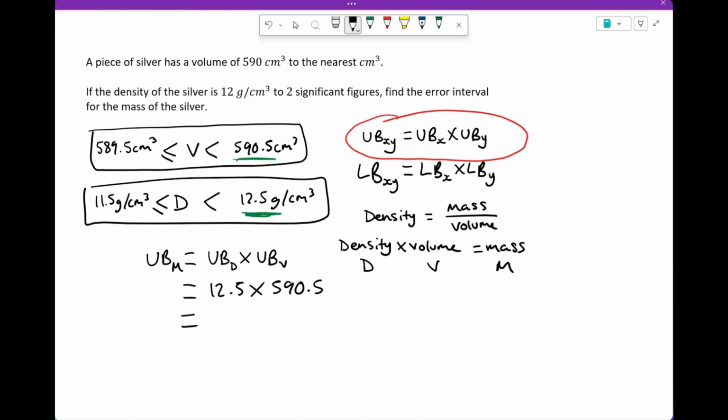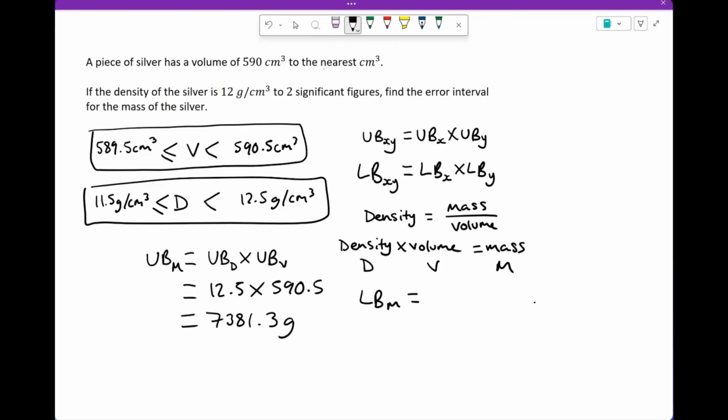And then I need to put that calculation into my calculator. And that gives me 7,381.3. And my units for mass are going to be grams, given that my density units are grams per centimeters cubed. So we got our upper bound for M. Now let's find my lower bound for the mass.